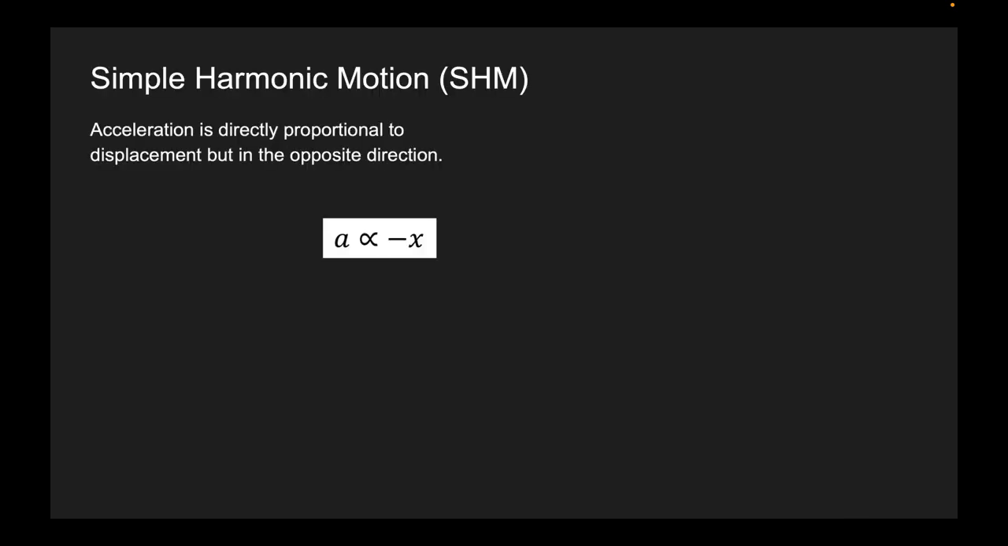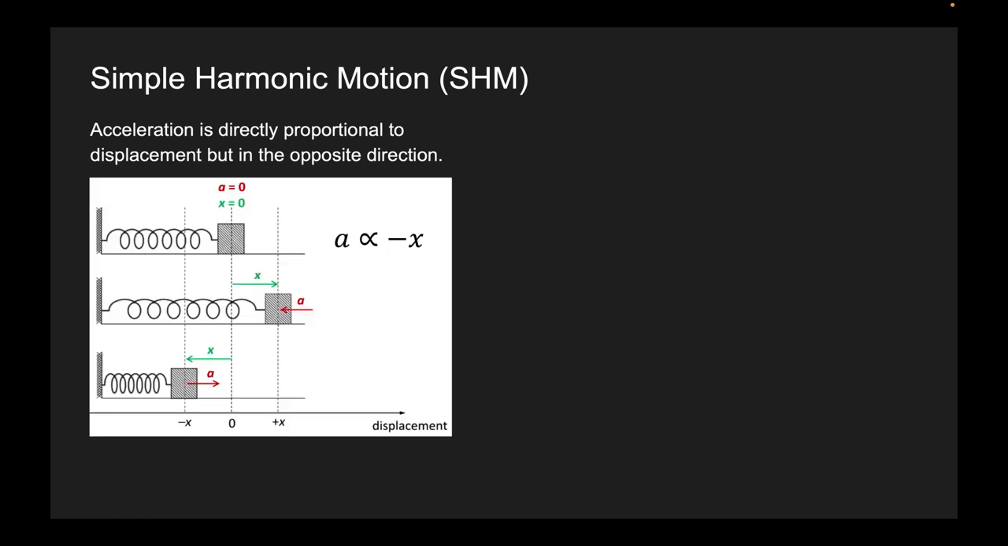For this unit, the definition of simple harmonic motion is: acceleration is directly proportional to displacement but in the opposite direction. When the displacement is 0, acceleration is also 0, but velocity is maximum. When the displacement is maximum, acceleration is also maximum, but the velocity is 0.